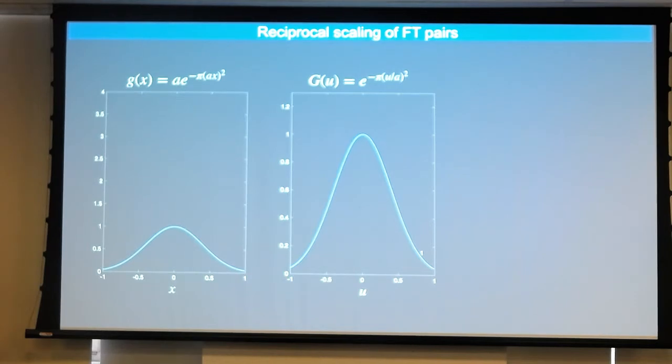Now, what happens if you squeeze a function together? For example, here I took my favorite Gaussian and I squeezed it to half the width and twice the height, so I preserved its area.